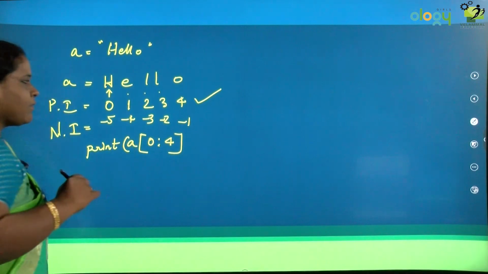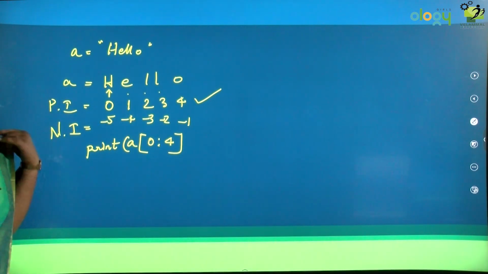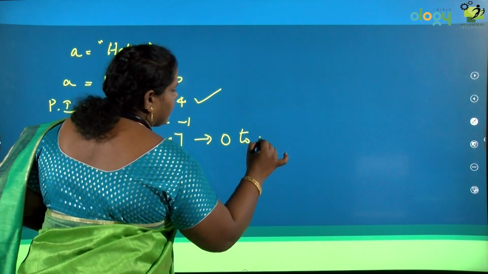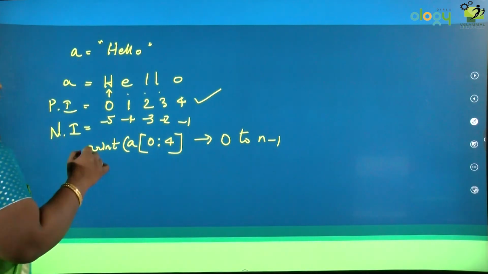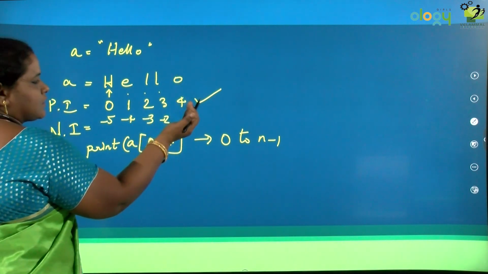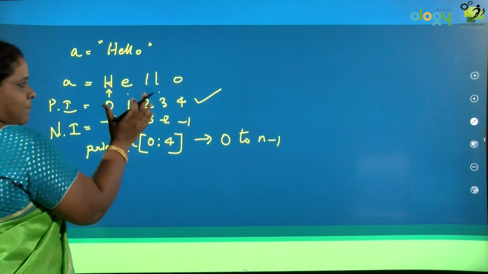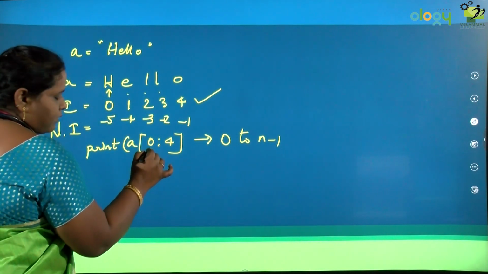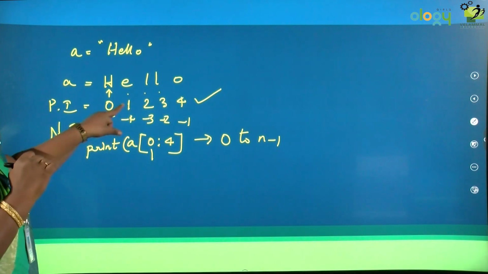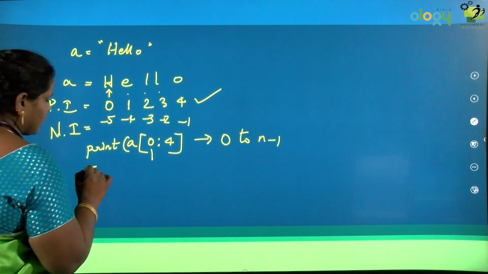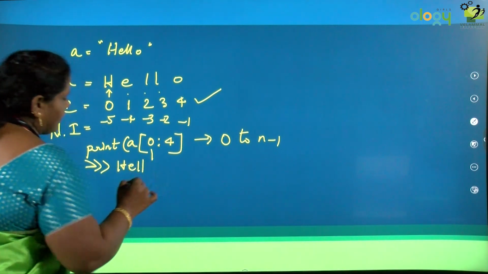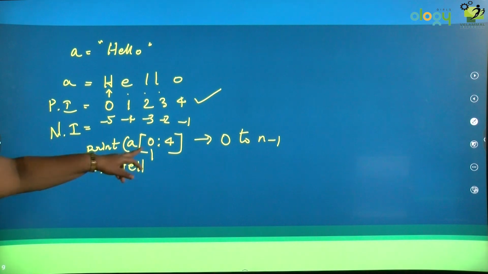Why am I giving 4 instead of 3? Because our subscript follows the rule of 0 to n minus 1. From the total, you have to give one extra index value so that it moves towards the left and stops before it. So I'm going to give 0 to 4 over here. It ends with 3: 0, 1, 2, 3. So you can get the answer HELL. This is the answer you'll get for the slicing operator 0 to 4.